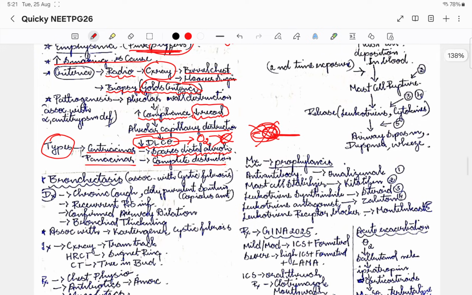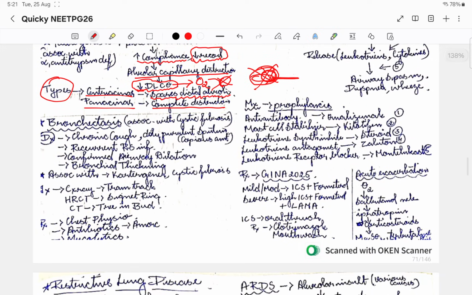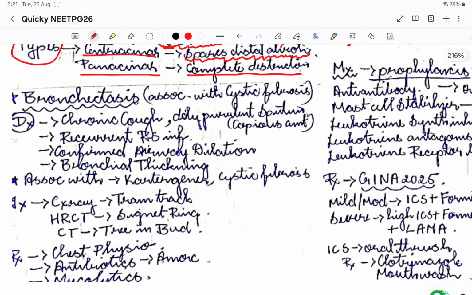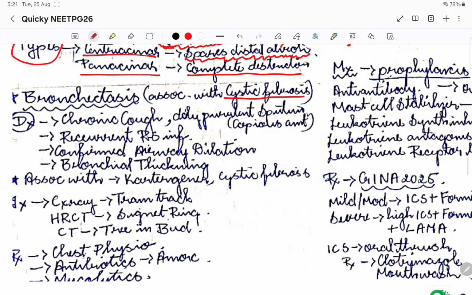Then moving on to the further thing. COPD is done. Now let us see about bronchiectasis. Bronchiectasis is associated with cystic fibrosis. I told you, we discussed cystic fibrosis in biochemistry, that is, the chloride channel is affected. So there is altered secretion in the lungs, and that is why this is associated with cystic fibrosis.